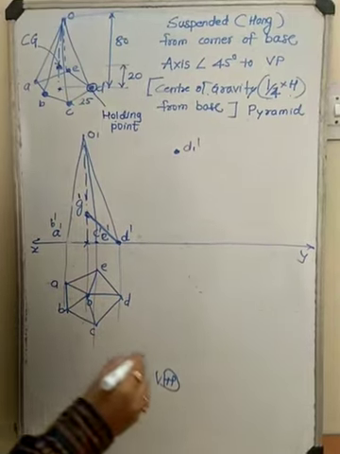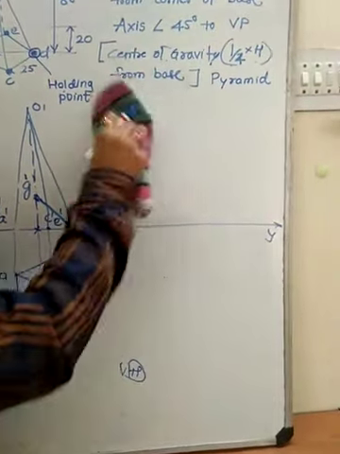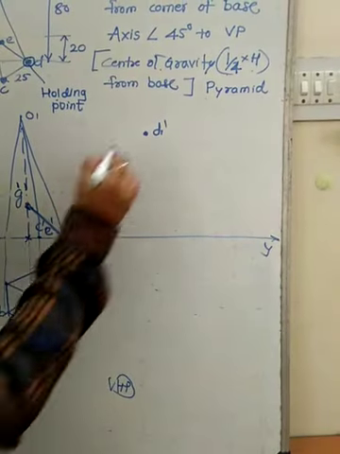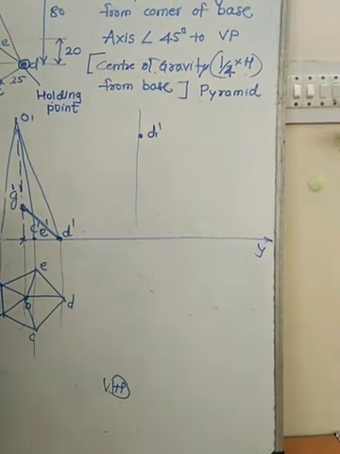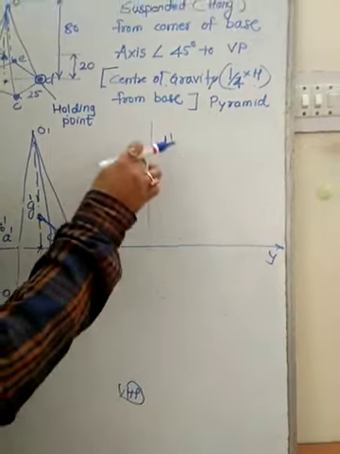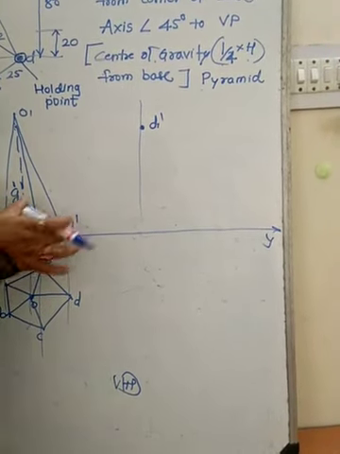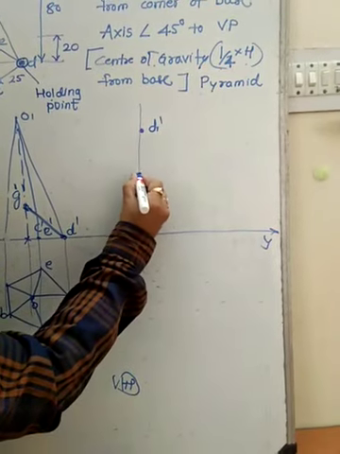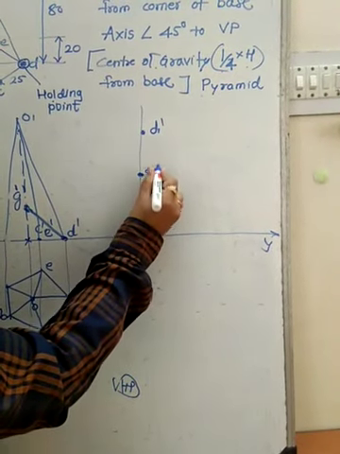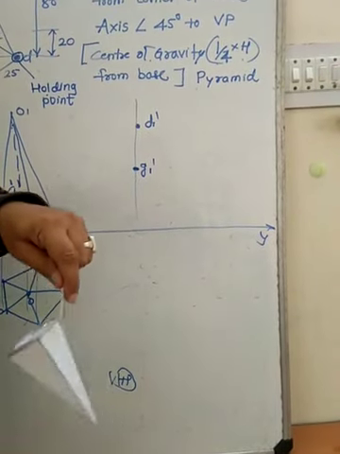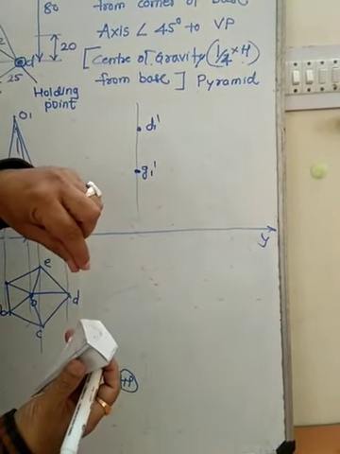Okay, now D1 dash. Now draw the vertical line. Vertical line for what? You will have to mark the G. Take this distance, mark the G point here, G1 dash. Okay, now the solid is like that. After suspension the solid is like that.